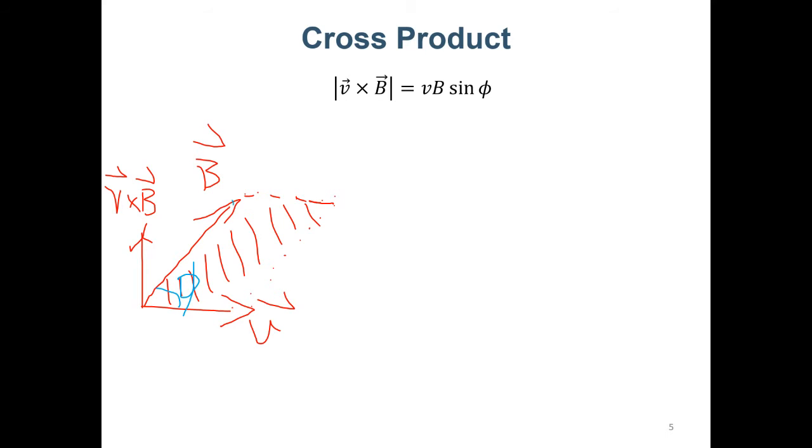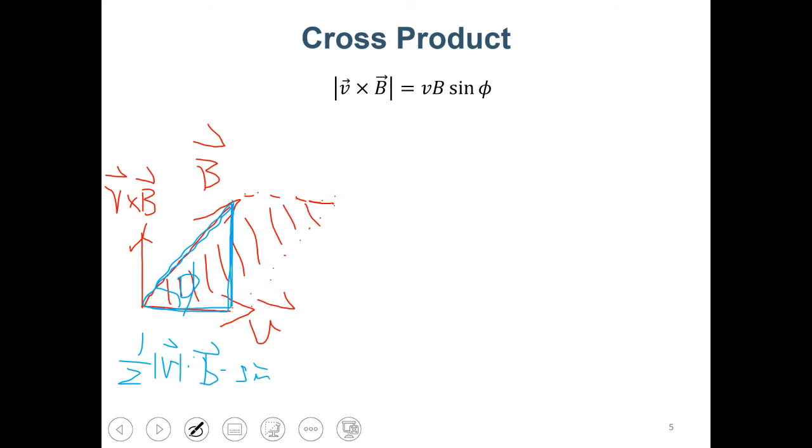So you know that when you learn trigonometry in high school, the area of the triangle should be 1/2 V B sine phi. For this other part, you need to multiply by 2 so that it will be V B sine phi. So this is the geometric interpretation of the outer product, or the cross product.